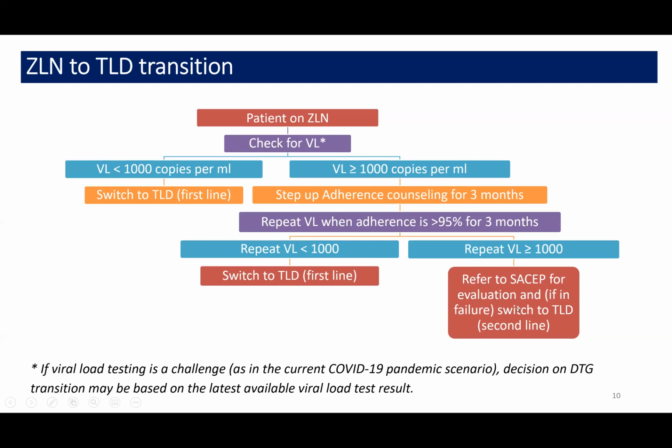And if SASEP finds that this patient has failed on ZLN based ART, then the regimen will be changed to TLD. But in this scenario, this new regimen is going to be started as second line. So in future slides, some of you might be thinking that after doing all this, we are changing from ZLN to TLD only here also, and here as well.